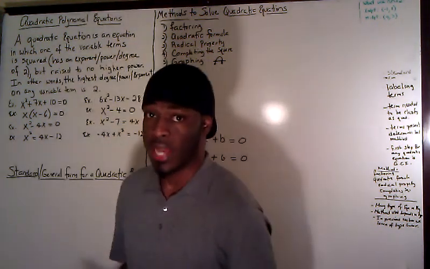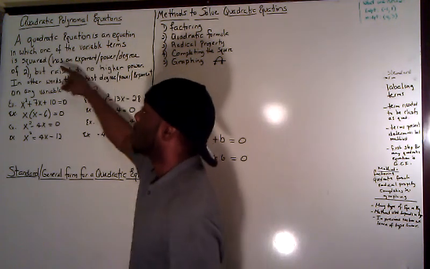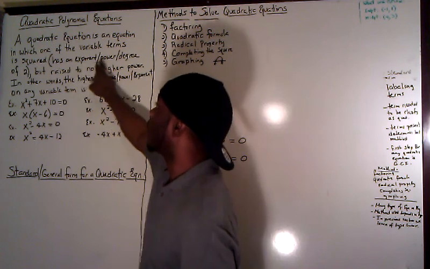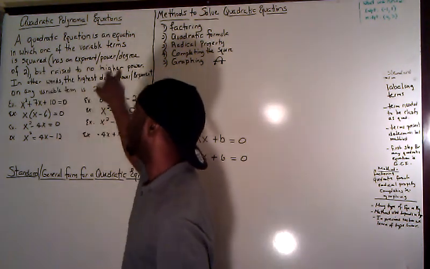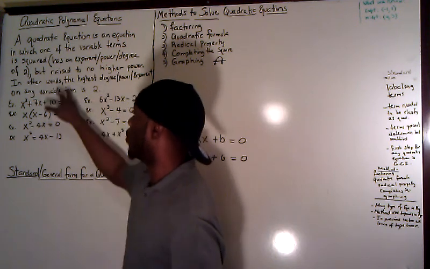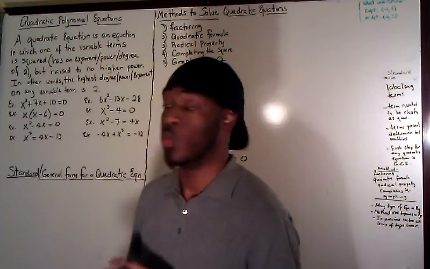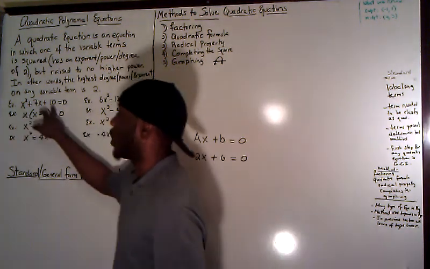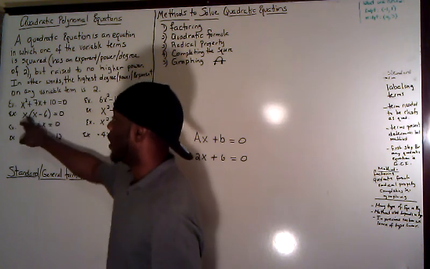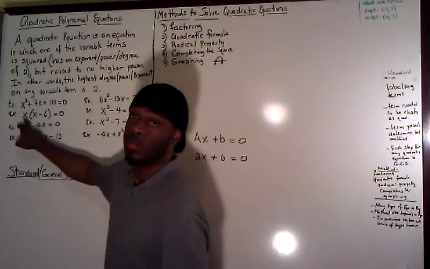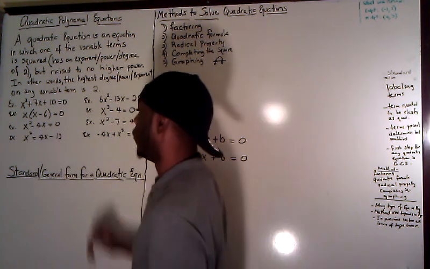A quadratic equation is an equation in which one of the variable terms is squared, or has an exponent, power, or degree of 2, but raised to no higher power. In other words, the highest degree of these types of equations is 2. Some examples of a quadratic equation: it can be written in many forms. Here's an example. It can be written in this form where you have a monomial times a binomial, and could be written in several other forms.